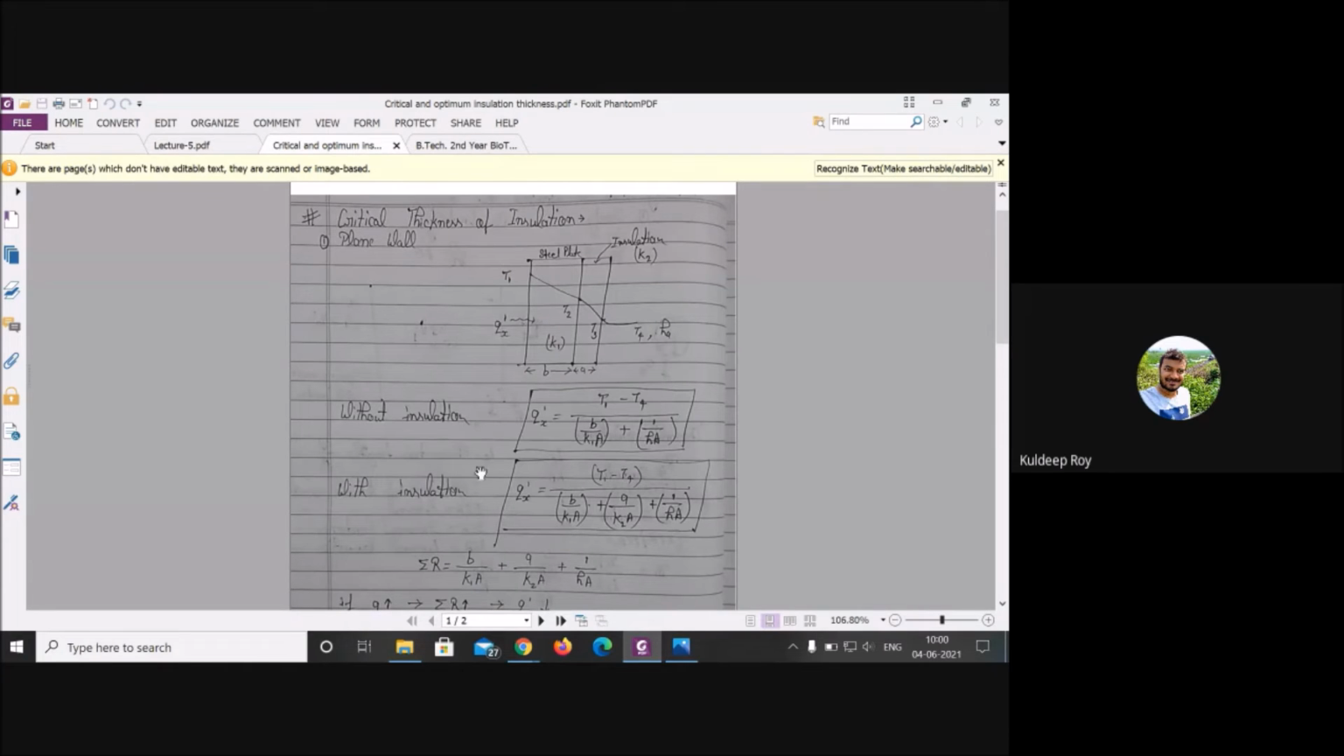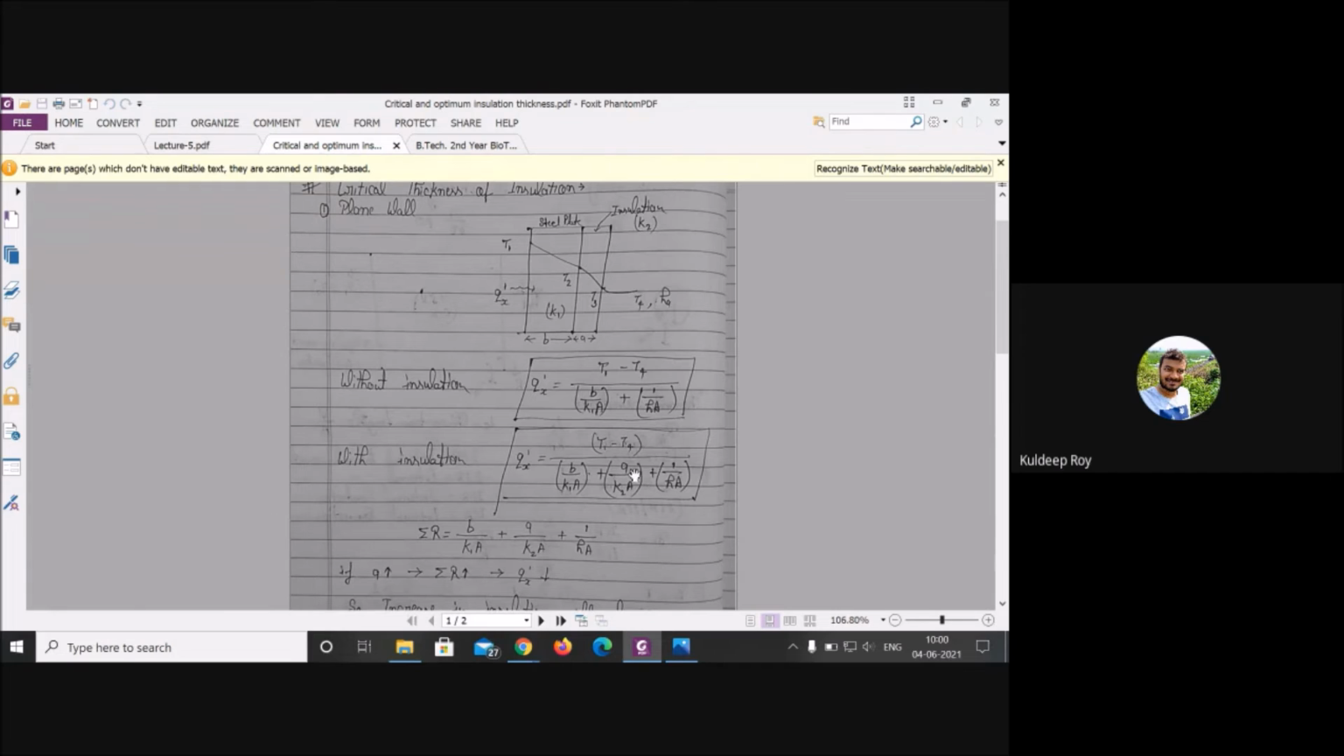This is with insulation and this is without insulation. You can easily see the comparison between the two. By applying insulation, you can see this whole term value will increase and your heat flow will be reduced. I think you have got it: if you add this particular term, this whole value will increase. When the bottom value increases, what will happen? This Q value will reduce.